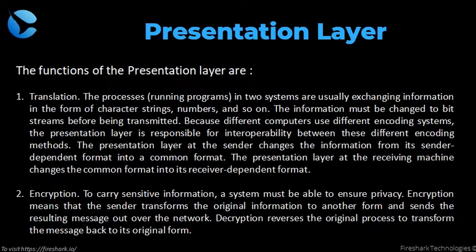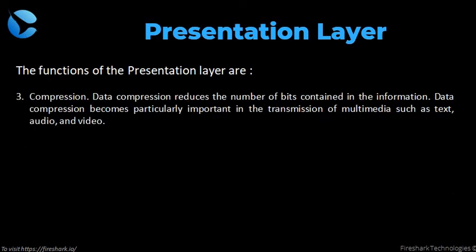Encryption. To carry sensitive information, a system must be able to ensure privacy. Encryption means that the sender transforms the original information into another form and sends the resulting message out over a network. Decryption reverses the original process and transforms the message back into its original form.